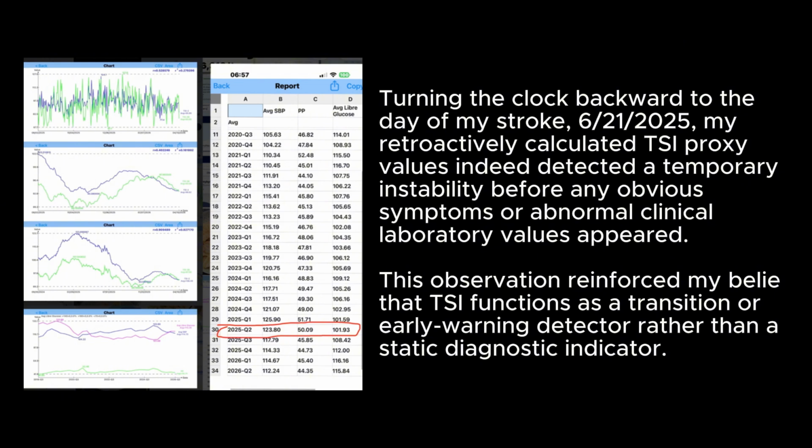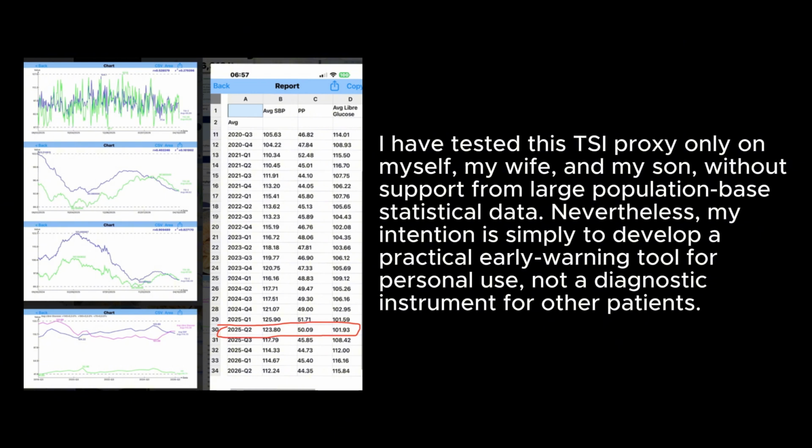My retroactively calculated TSI proxy values indeed detected a temporary instability before any obvious symptoms or abnormal clinical laboratory values appeared. This observation reinforced my belief that TSI functions as a transition or early warning detector, rather than a static diagnostic indicator. I have tested this proxy only on myself, my wife, and my son, without support from large population-based statistical data. Nevertheless, my intention is simply to develop a practical early warning tool for personal use, not a diagnostic instrument for other patients.